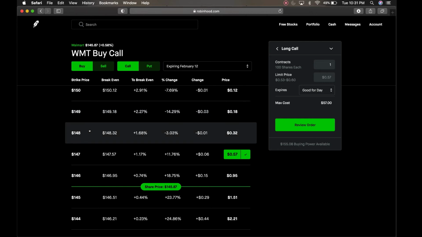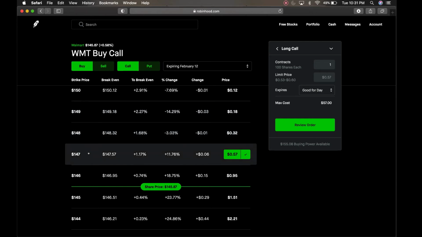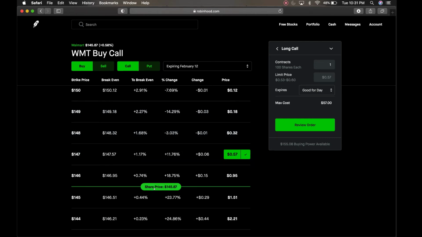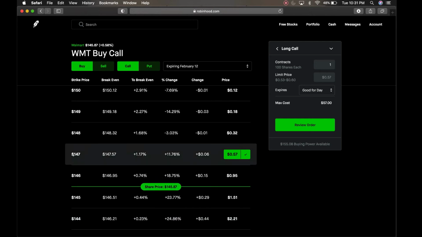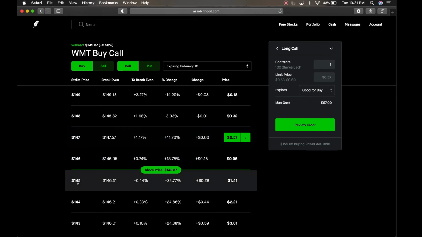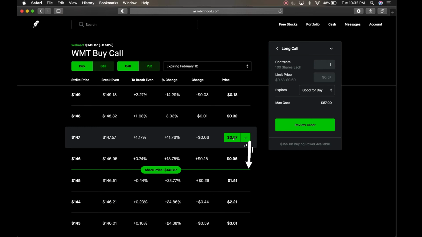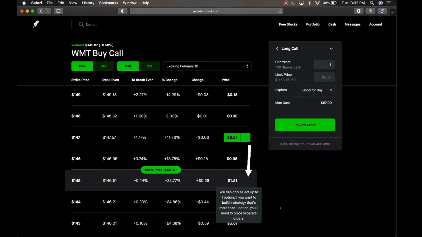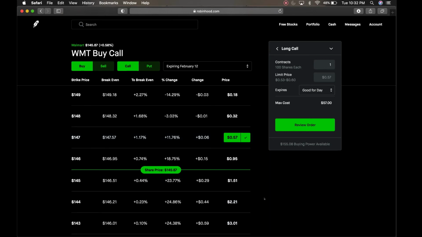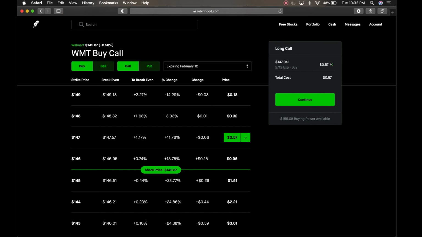What will then happen is your 147 is now in the money because the share price is over your strike price. What that means is, since you're in the money, your cost will be somewhere around $151 or $220. So your $57 just turned into $151 or $221. Hopefully this all makes sense for you guys. That is what happens when you buy a call and you are right.